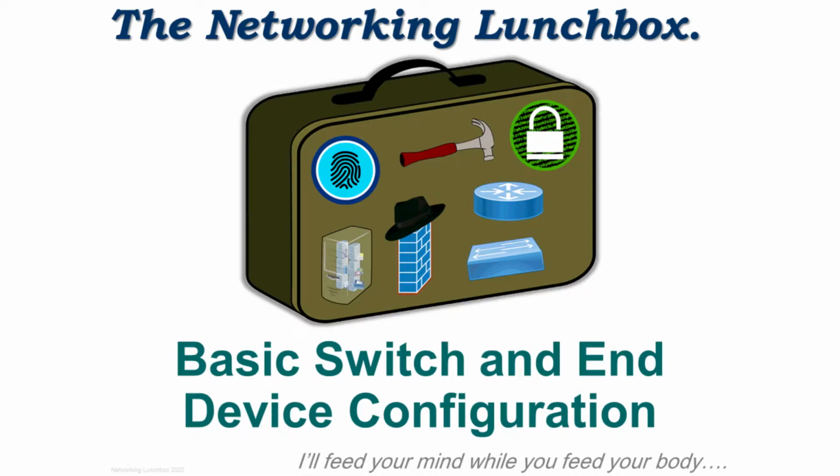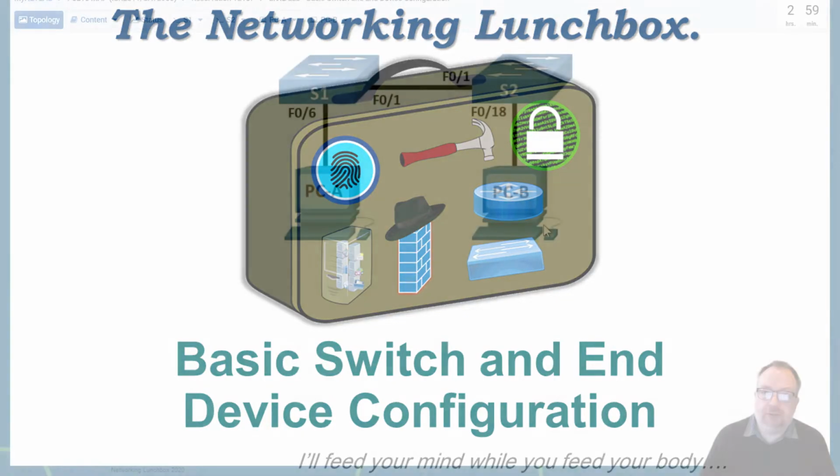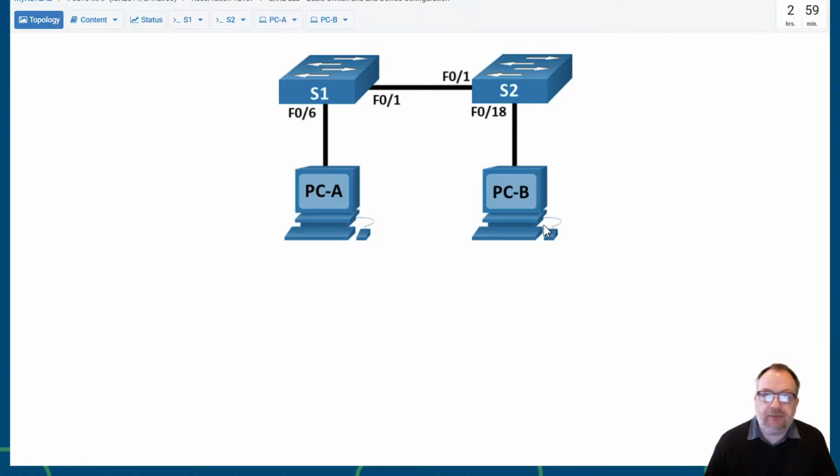Hello everybody and welcome. Today we're going to look at a basic configuration of a couple of switches and PCs just to build up basic network connectivity. So we've got our two switches, switch one and switch two. We've got our two PCs, PC A and PC B. I'll be using this system, so you'll see I'll be hot switching between the systems at the top.